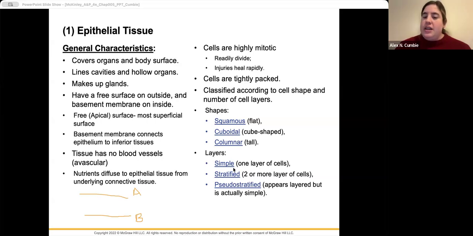If it's just one layer of cells, we call it simple. Multiple layers we would call stratified. And then we have a few exceptions here. One is called pseudostratified, pseudo meaning false, stratified meaning layers. So this type of tissue appears to be multiple layers, but it is truly just one layer, false layers. So let's continue on, and I'll erase this real quick.